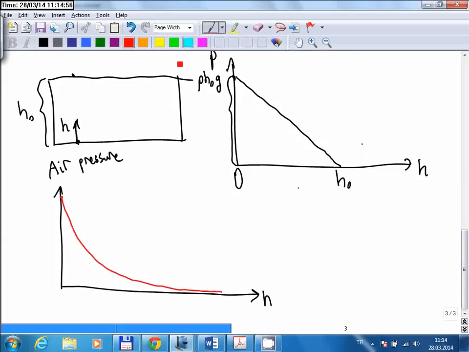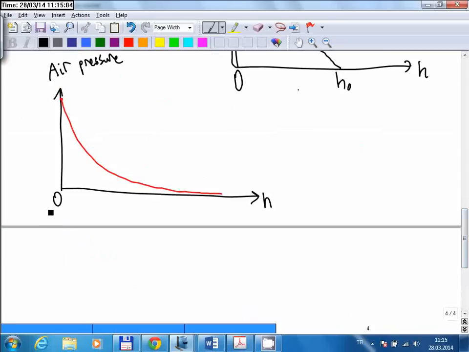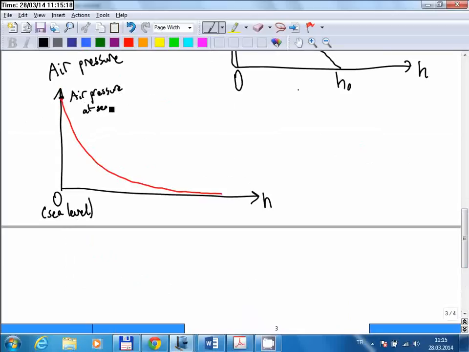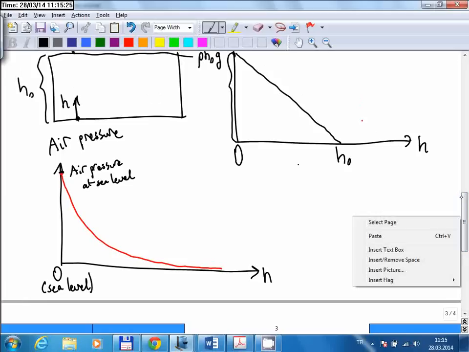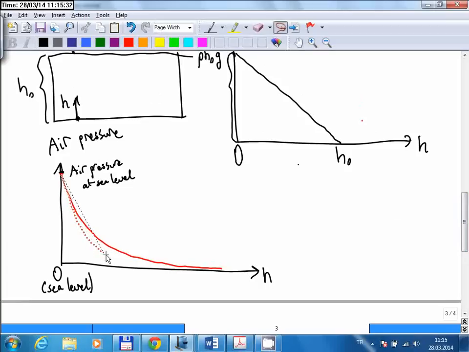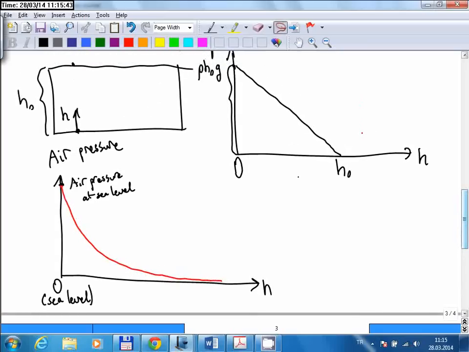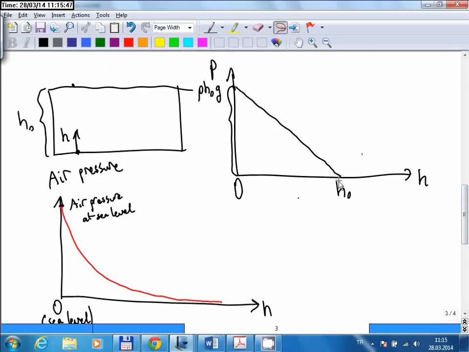And this is zero, which represents sea level, and what you have here is the air pressure at sea level. And if you increase the altitude, if you start climbing, the pressure will be dropping, and it asymptotically converges to zero. And there's really no altitude level where the pressure becomes exactly equal to zero, as in the case of an incompressible fluid.